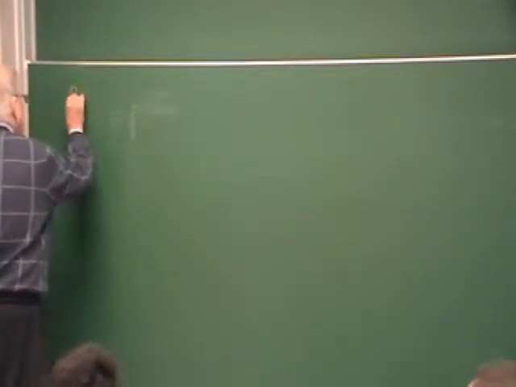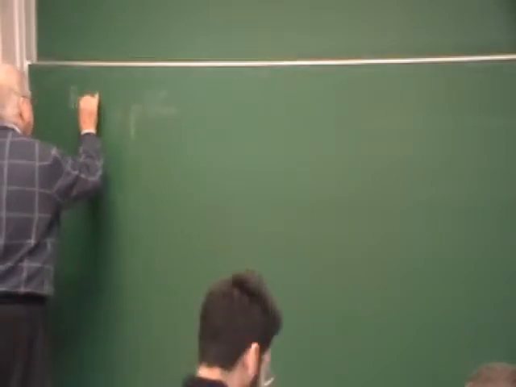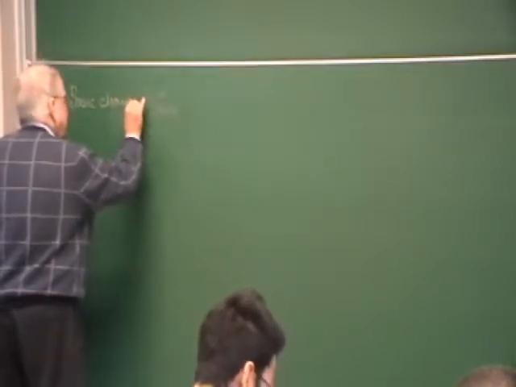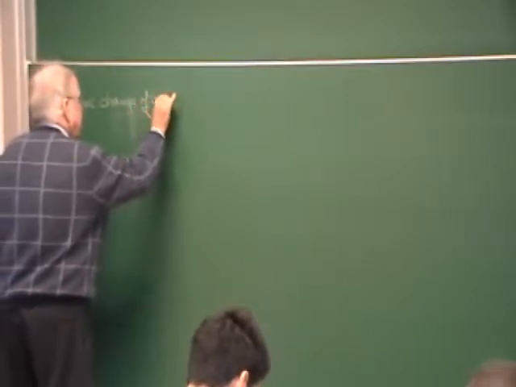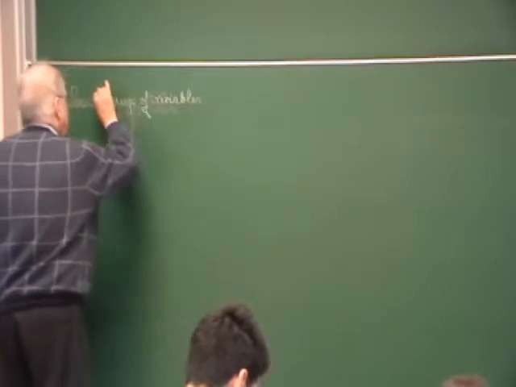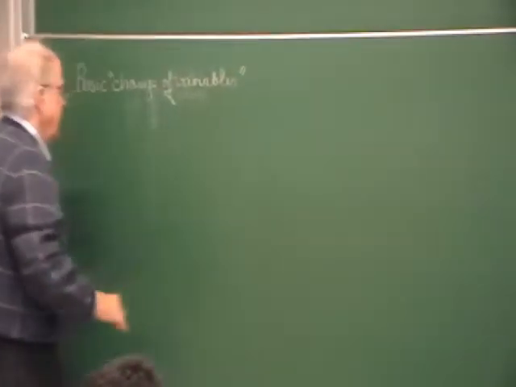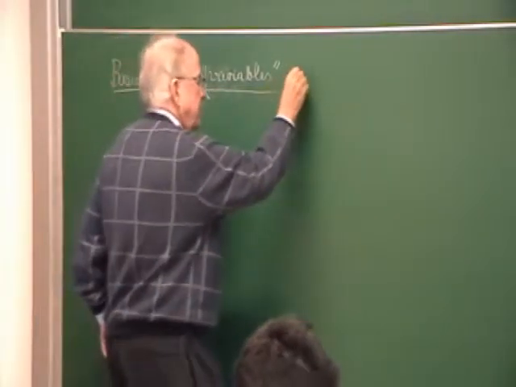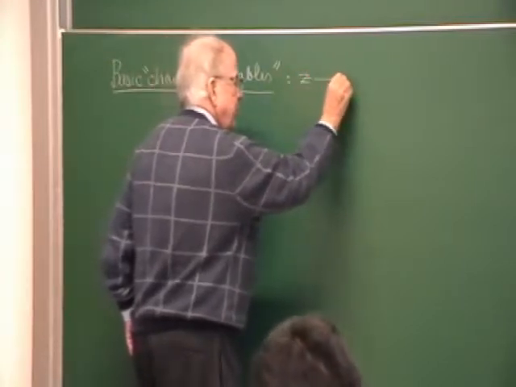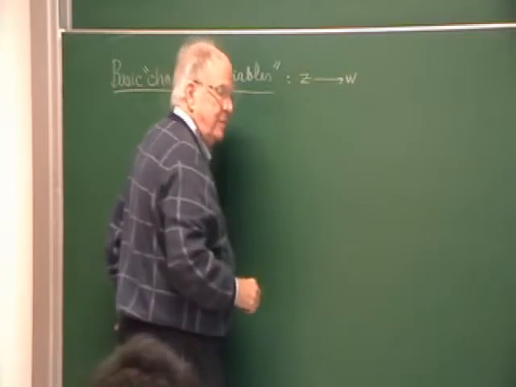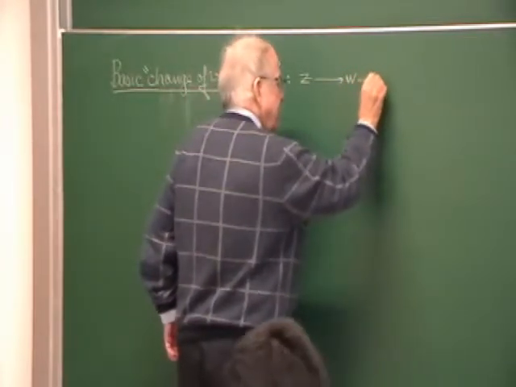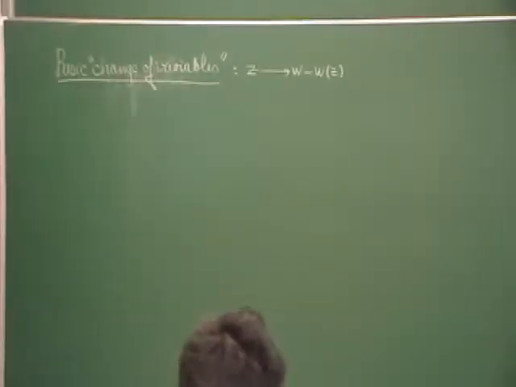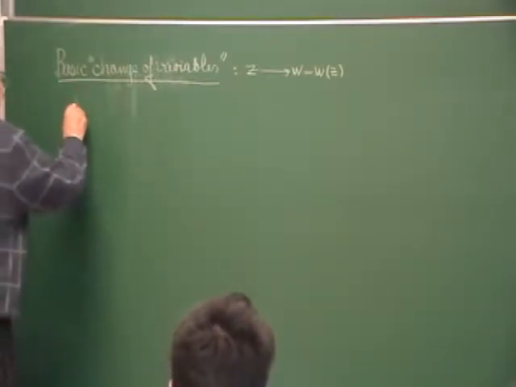Today's topic is what I call basic change of variables. The notation will be, the change is z goes to the variable w, which will be a function of z. And we do this all the time, even in elementary, high school mathematics. So, an elementary example.